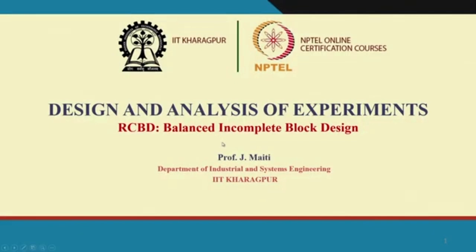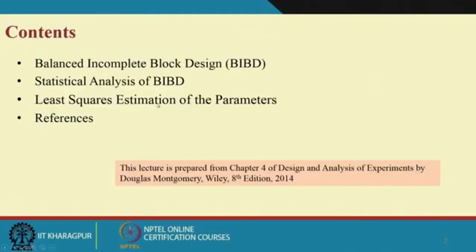Now, first, what do we see? We see what a BIBD, balanced incomplete block design, is, then how the statistical analysis of BIBD is done, then the least square estimation of the parameters, and some references. Primarily, the material was taken from the book Design and Analysis of Experiments by Douglas Montgomery.